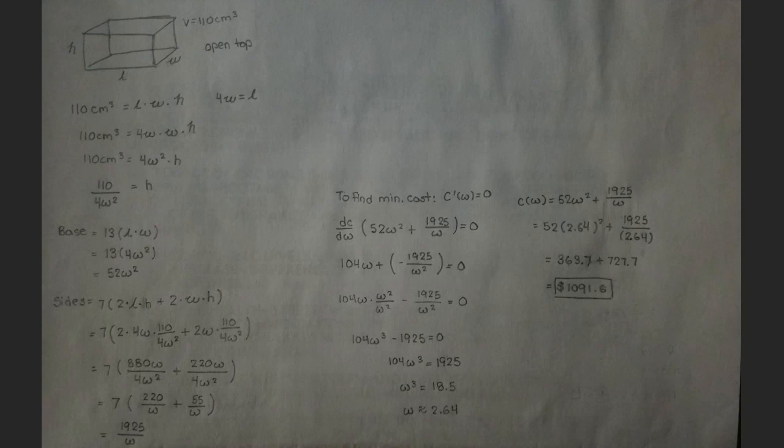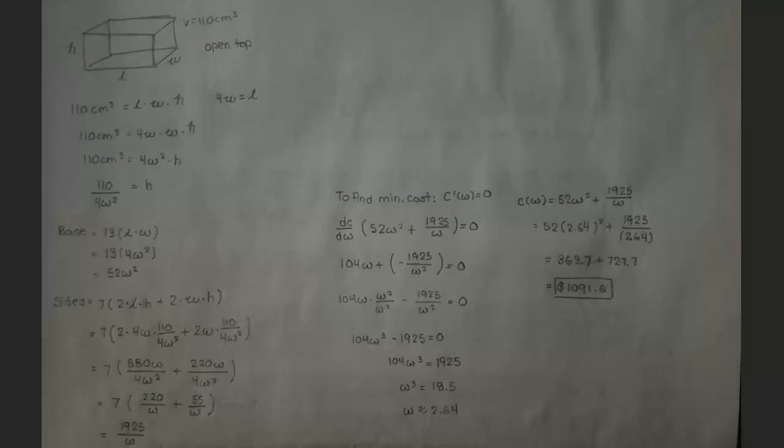Then we will find the cost of the base. I put 13 because the material for the base costs 13 per centimeter squared. Then 13 times length times W, then I will get 52W squared. And to find the cost of the sides, it costs $7 per centimeter squared. So I will put 7 times 2 times length times height plus 2 times width times height.